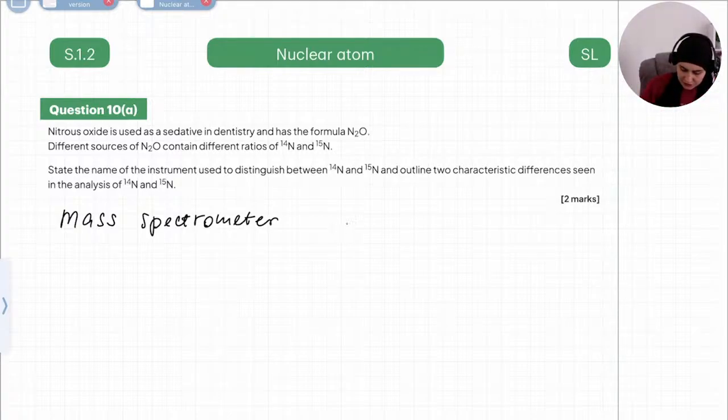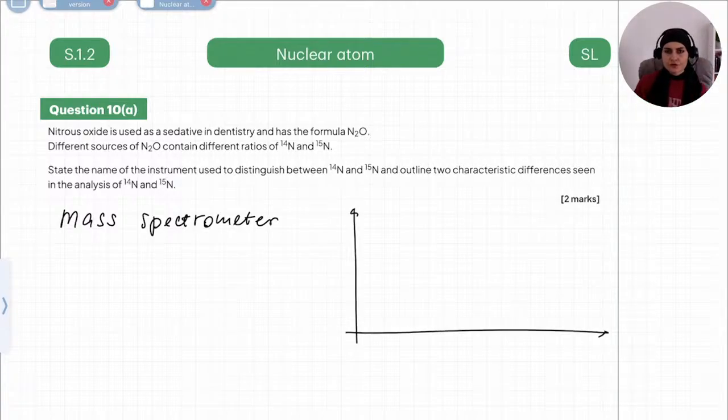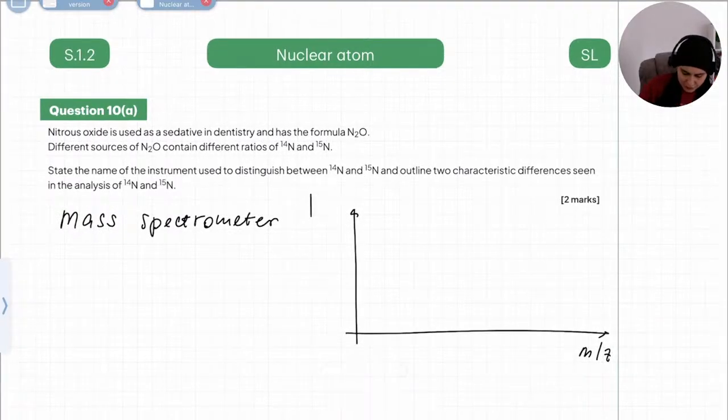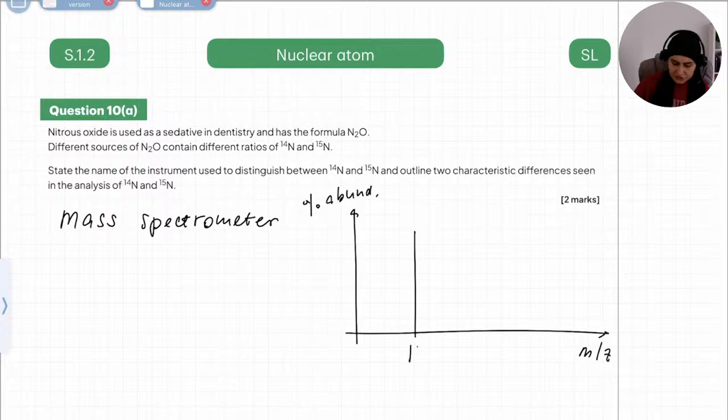For HL, you actually need to know, so I'll quickly sketch a graph. If you plug those nitrogens into the mass spectrometer, you would see something like this as an outcome. You'd have the m/z ratio here, and here you would have relative abundance or percentage abundance, so how much of those isotopes you have. And because there are only two isotopes, you would have two lines. One line would have higher abundance, which would be nitrogen-14. Another line would have smaller abundance, which is nitrogen-15, because you just have less of the nitrogen-15.